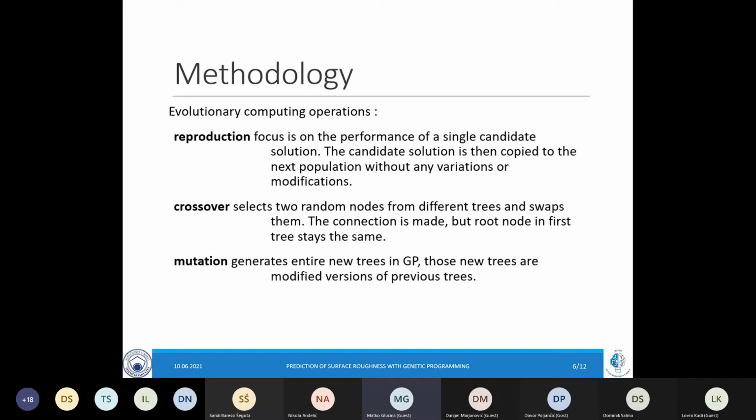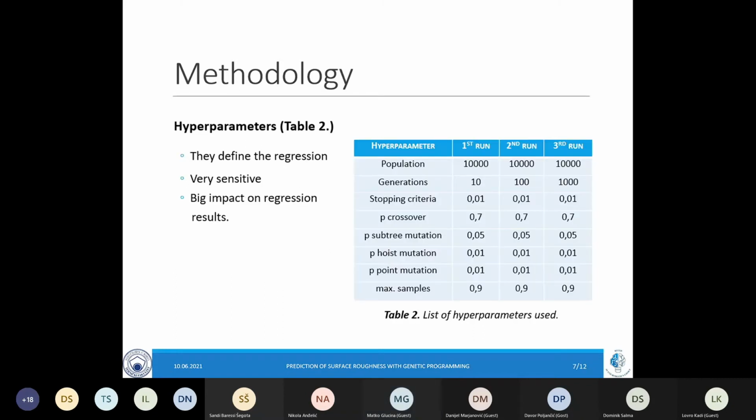Main parameters are listed on this slide. They are also called hyperparameters. Hyperparameters are reproduction, crossover, mutation. A brief description is shown on this slide, but for the purpose of this presentation, we won't be explaining each one. Specific values that are used for this research are listed in table 2.